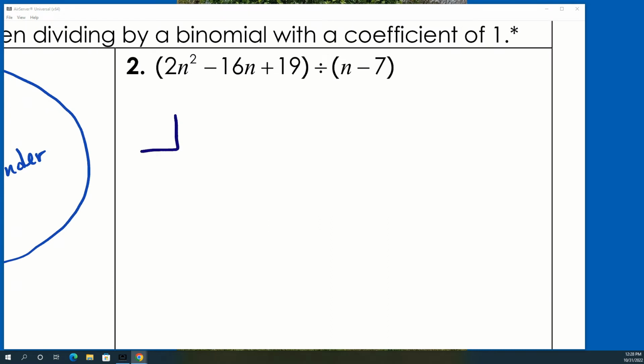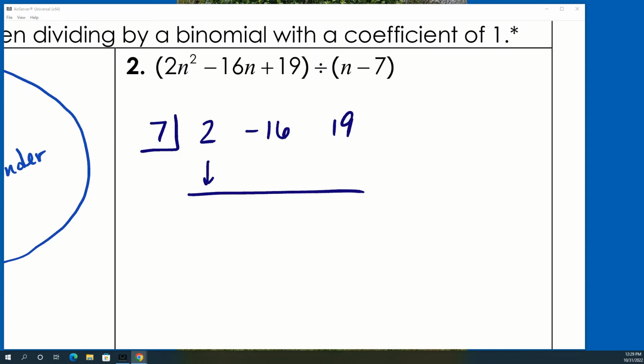We're going to do the same thing. So we're going to divide that first one by n minus 7. And so inside the box is going to be the opposite. So because that's a -7, we're going to put a +7. All right, then we're going to bring over all of our coefficients and our constant here. So 2, negative 16, 19. Don't ever put x's or n's or anything over there. Then you're going to skip some space and draw a line.